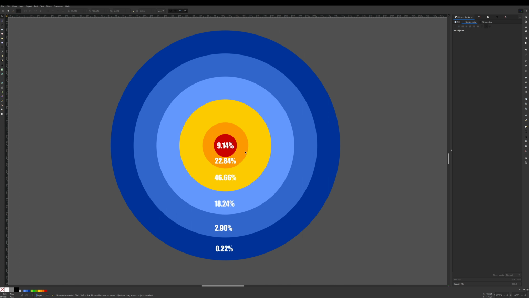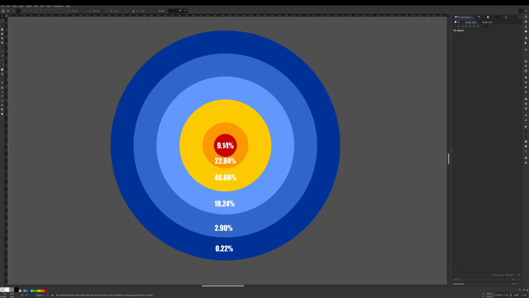The orange ring around it is 22.84%. The yellow ring catches 46.66% of shots. And this is kind of what that chi-square distribution is trying to tell us. Now, it may seem like in the middle, you wouldn't see very many because only 9.14% of bullets land in an area that would be touching the very center of the target.